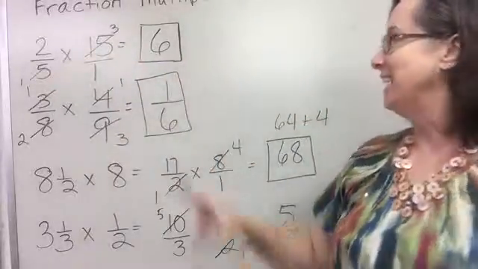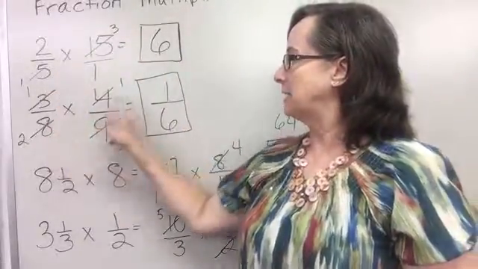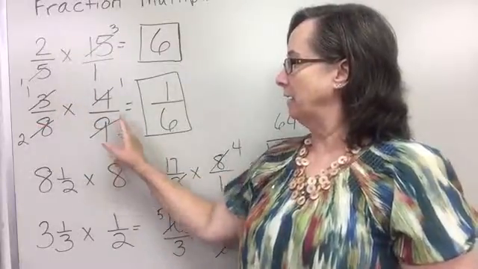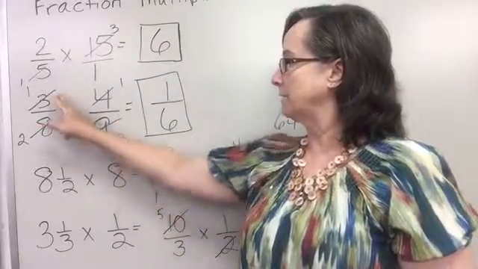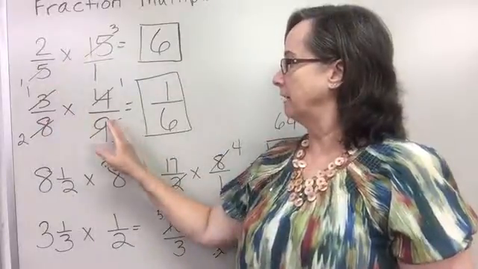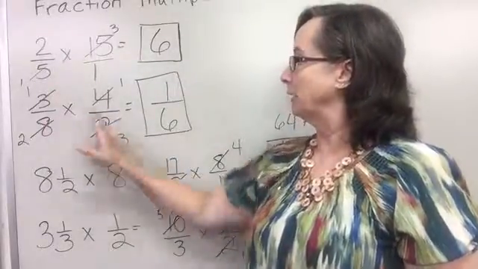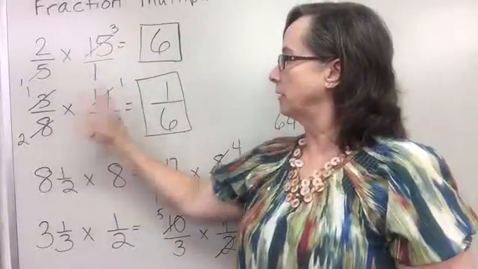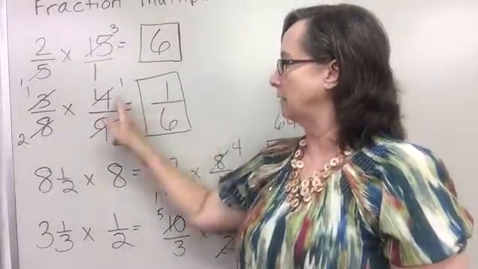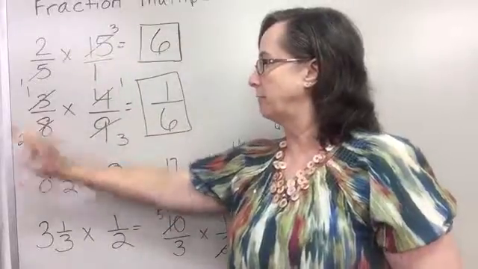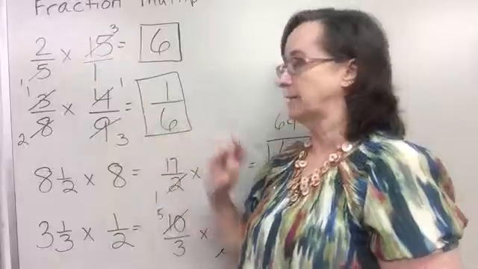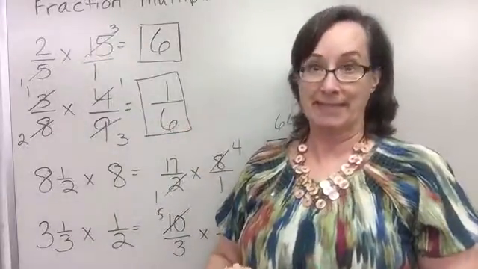All right, look at the next one. 3/8 times 4/9. A 3 and a 3 will cancel out of the 3 and the 9. So we divide by 3 and we divide by 3. A 4 will cancel out of the 4 and the 8. So we divide by 4 and we divide by 4. And then we have 1 times 1 is 1 and 2 times 3 is 6. So the answer is 1/6.